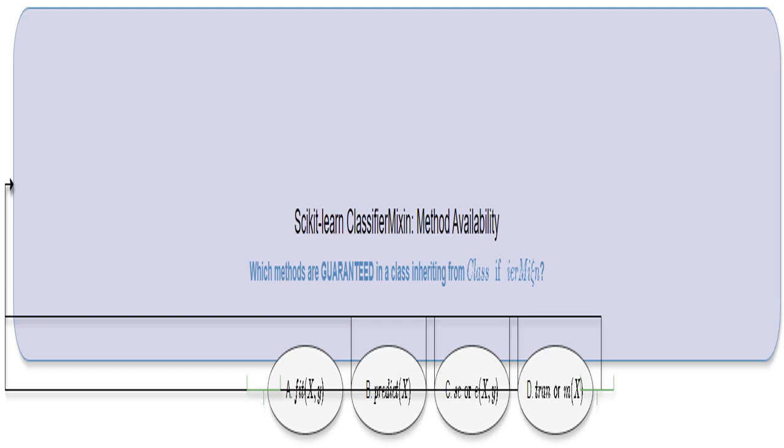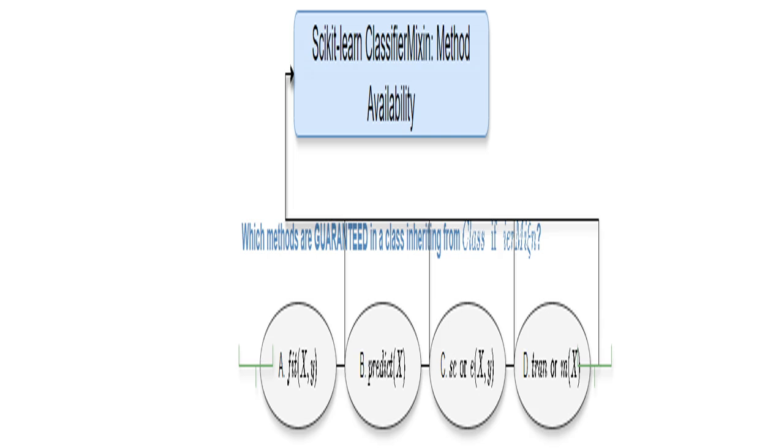I'm looking at the Sklearn library, specifically the ClassifierMixin. It's a blueprint for creating classifiers. We're trying to figure out which methods must be present in any class built using this blueprint. This question is a direct test of your knowledge. We need to pinpoint the essential functions every classifier built using ClassifierMixin will have.